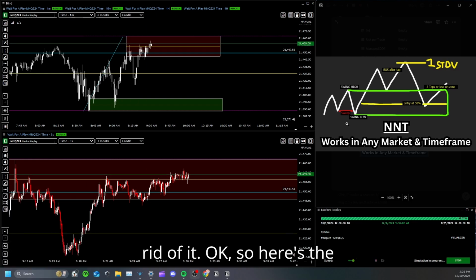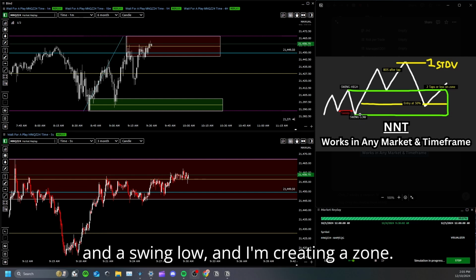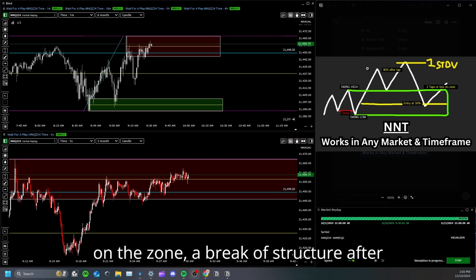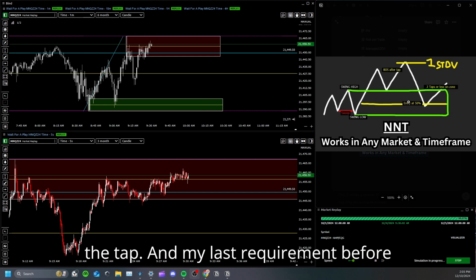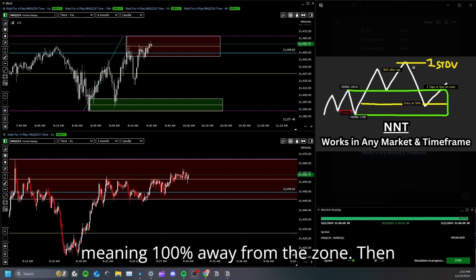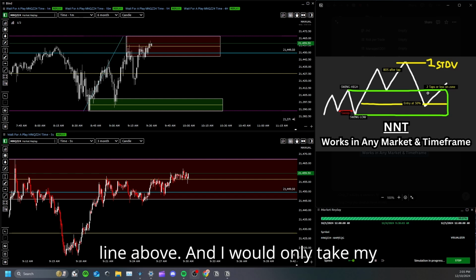Okay. So here's the strategy. I'm looking for a sweep. Then after a sweep, I'm getting a swing high and a swing low, and I'm creating a zone. After the zone is created, I want to tap on the zone, a break of structure after the tap, and my last requirement before entering is I want price to reach 1 SDV, meaning 1 standard deviation, also meaning 100% away from the zone. Then I'll put my order at 50% on my stop 1 tick below, and my take profit on the line above.